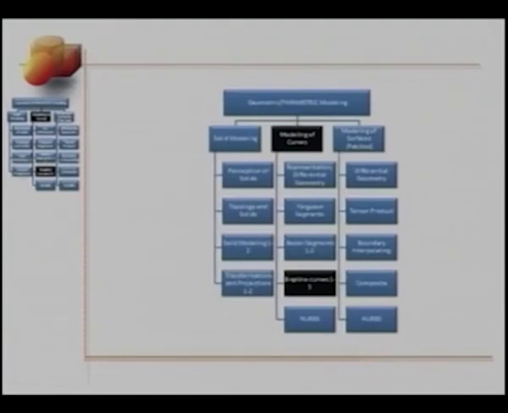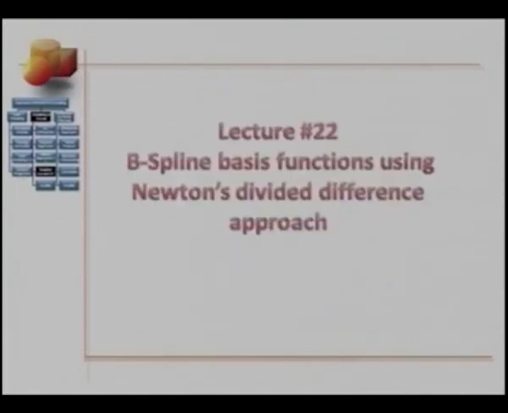Let's now continue to construct B-spline basis functions using Newton's divided differences. You must be wondering, how is it that these divided differences are related to the B-spline basis functions? You will probably see that now. This lecture is number 22, B-spline basis functions, the construction using Newton's divided difference approach.